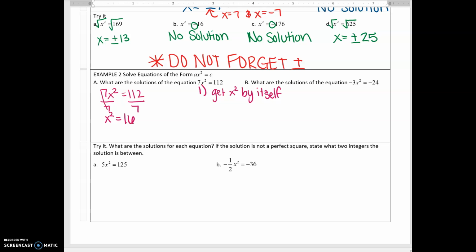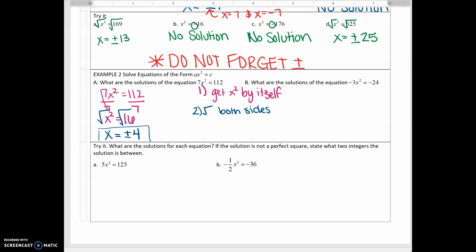And then now we're back to what we were doing up above and square root both sides. So we're going to square root that side, square root that side. Square root of 16 is 4. So we have x equals plus or minus 4. And that one's done.